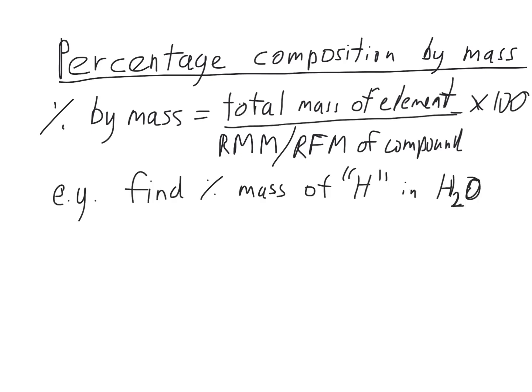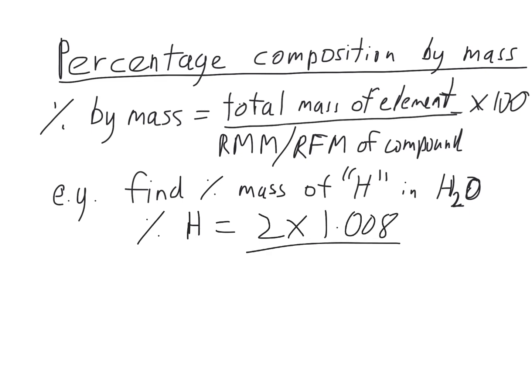For example, if you were asked to find the percentage of hydrogen in H2O, you'd first start by finding out the mass of the hydrogen in total. Now there's two hydrogens in H2O, so you go 2 times whatever its atomic mass is, which in this case is 1.008, over the total mass of H2O. And you can work that out by looking at the periodic table. That's 18.016. So 2 hydrogens and an oxygen gives you that. And then finally you multiply it by 100.